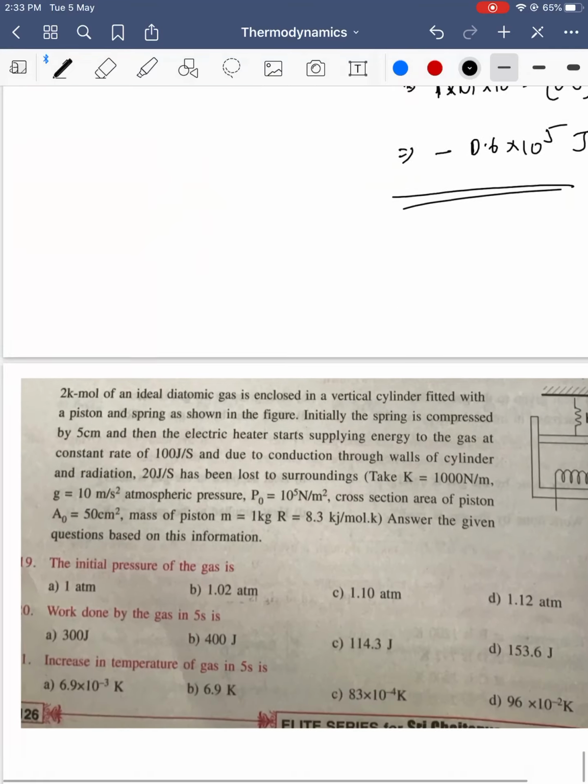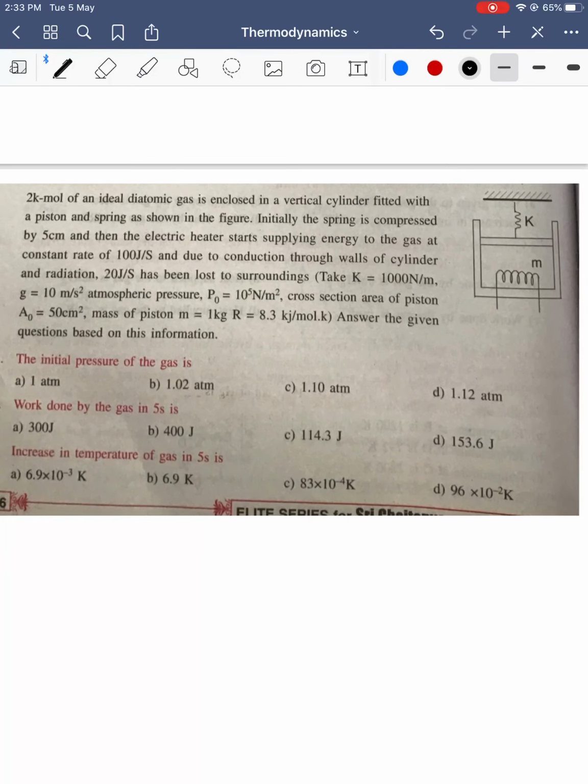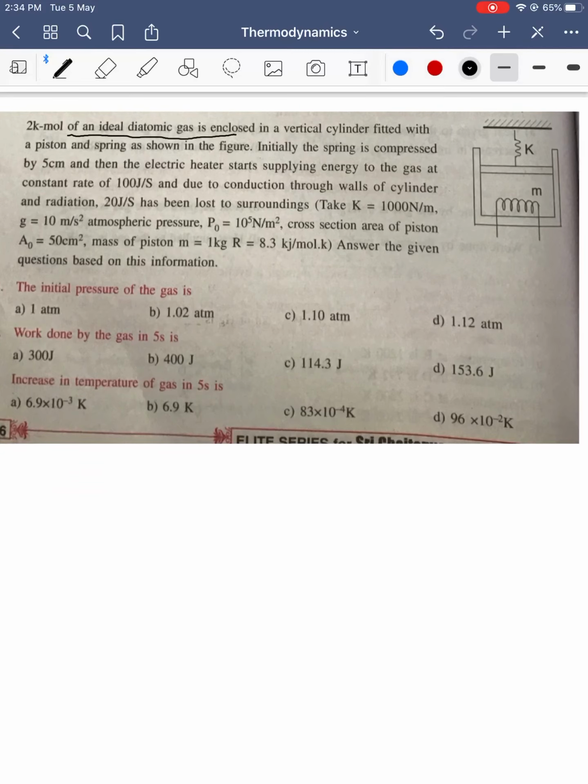Let's see one important question. 2 kilomoles of an ideal diatomic gas. For a diatomic gas, Cv is equal to 5R by 2 and Cp is equal to 7R by 2. The cylinder is fitted with a piston and spring as shown in the figure. Initially the spring is compressed by how much?